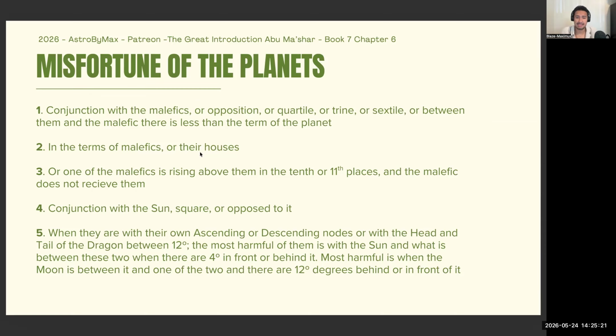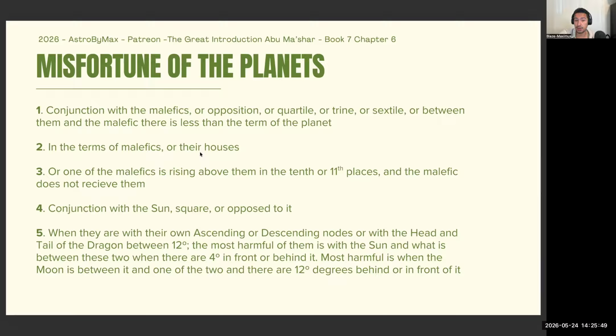But we also see that not only the 10th house, but also the 11th house from a place is considered. If a malefic is there and casting a ray to a planet in the 11th house from that planet, and it doesn't receive it, it's not good. If a planet is conjunct the sun, square the sun, or opposite the sun, this is a condition of misfortune. And if planets are with their own ascending or descending nodes, or with the head or the tail of the dragon, between 12 degrees.